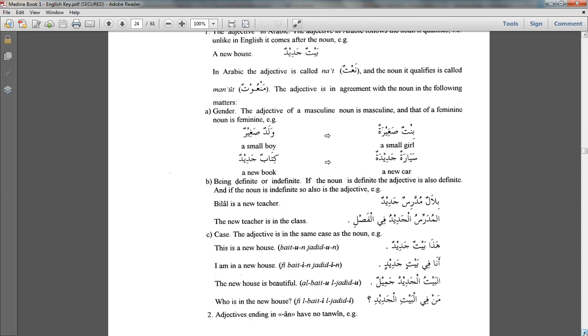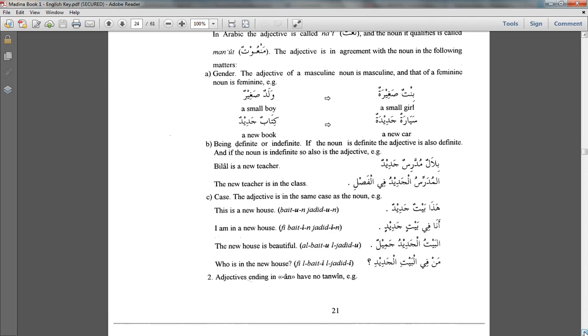البيت الجديد جميل. The new house is beautiful. So البيت has a dhamma. So الجديد has a dhamma. And of course the alif lam we've already discussed. جميل, it is beautiful. Who is in the new house? من في البيت الجديد. Who is in the new house? البيت got a kasra because of the fi, and الجديد also takes the kasra because it has to agree with the noun.